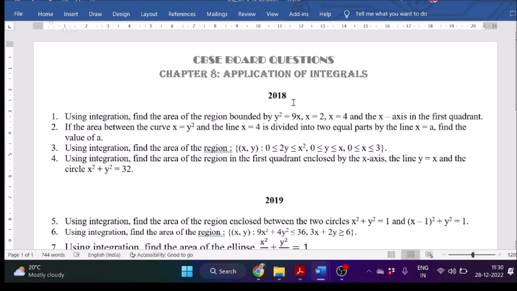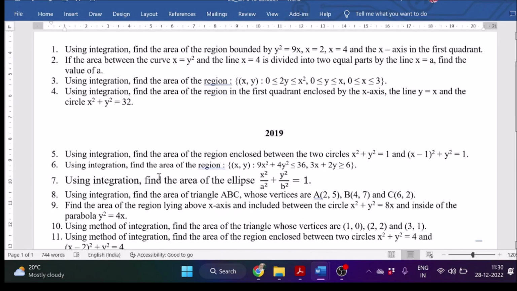In 2018, we see that the first question is a parabola and the ordinate and x-axis, it may come. Second question, it may also come. Third question, again parabola and line, may come. Next question, area of the region in the first quadrant enclosed by a line and a circle, it may come.